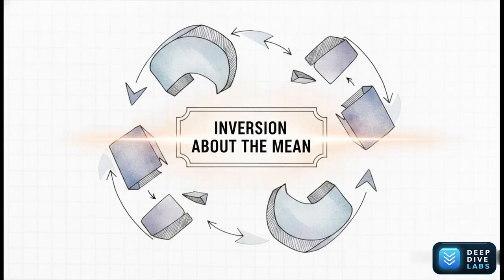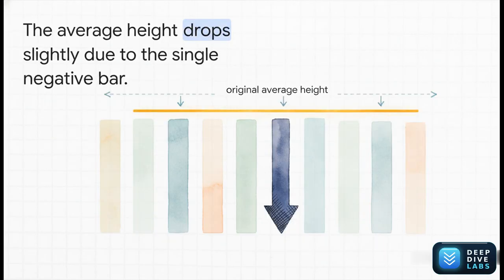And that brings us to the climax of the algorithm, the magic trick. It's a beautifully simple operation called inversion about the mean. Let's walk through exactly how this works. First, the quantum computer calculates the new average height of all the bars. Because one single bar is now pointing down in the negative, while the millions of others are positive, this new average line sits just a hair below the original uniform height.